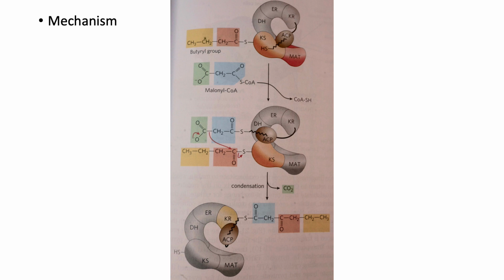The mechanism is present here. There's a butyryl group shown in this representation here, attached by the sulfur. And then malonyl-CoA with dissolution of this bond right here. There is a reaction that occurs where the carbon dioxide from the malonyl-CoA is liberated. This bond then kicks in and reclaims the sulfhydryl group, and you get condensation.